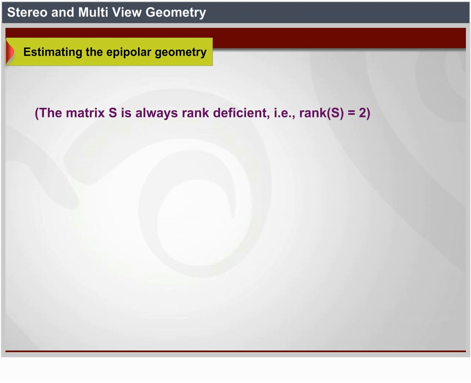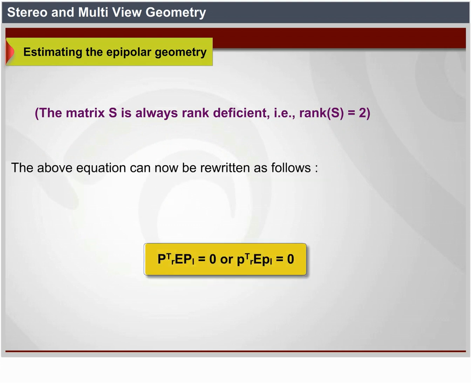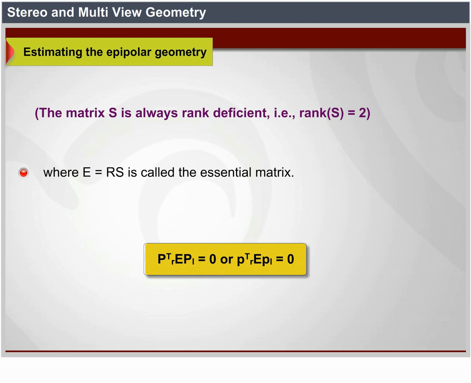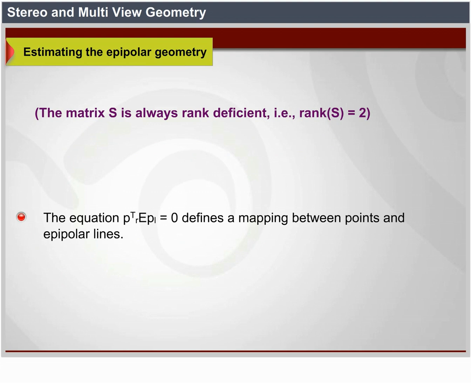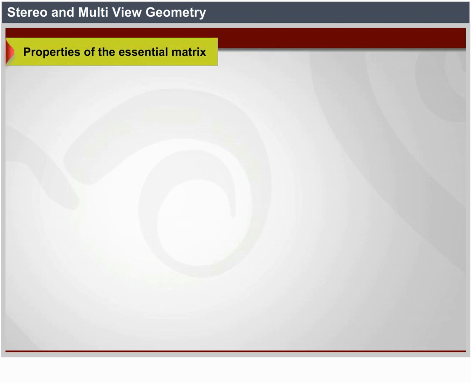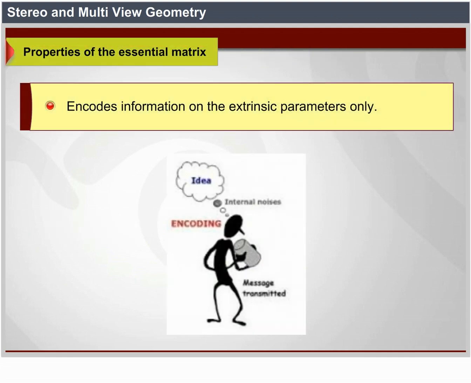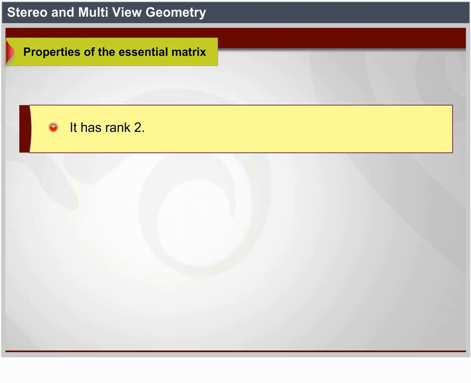The above equation can now be rewritten as PR raised to the power T, E PL equals 0, where E equals RS is called the essential matrix. The equation PR raised to the power T, E PL equals 0 defines a mapping between points and epipolar lines. Properties of the essential matrix: it encodes information on the extrinsic parameters only. It has rank 2, and its two non-zero singular values are equal.